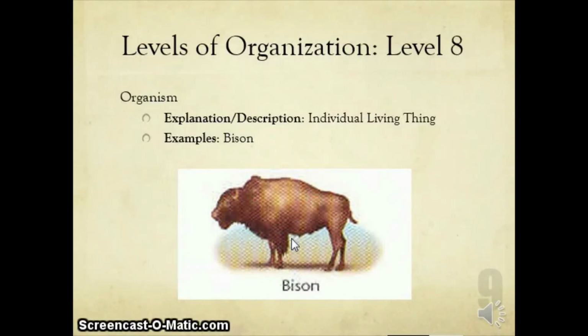When we put all of the organ systems together, we then can form level 8, which is the organism. An organism is just an individual living thing, and our example here would be the bison. Humans are organisms, any type of insect, any plant, any animal, all of those would be organisms.